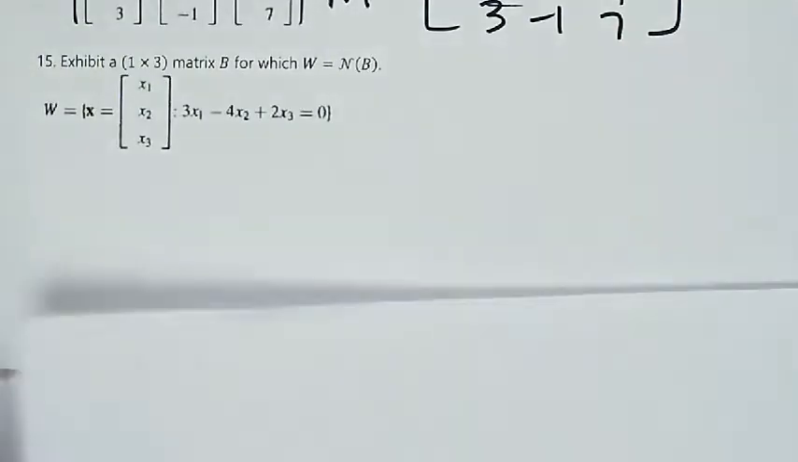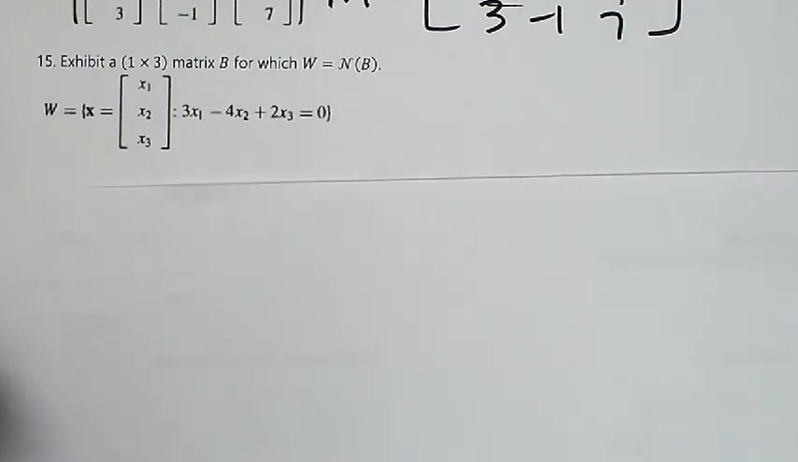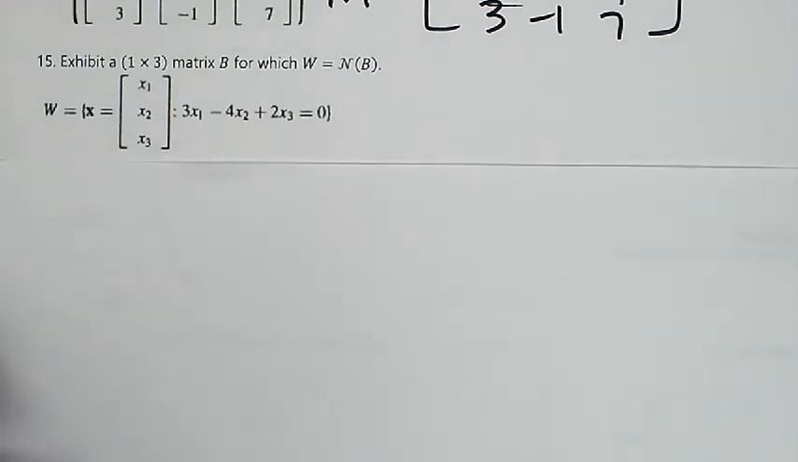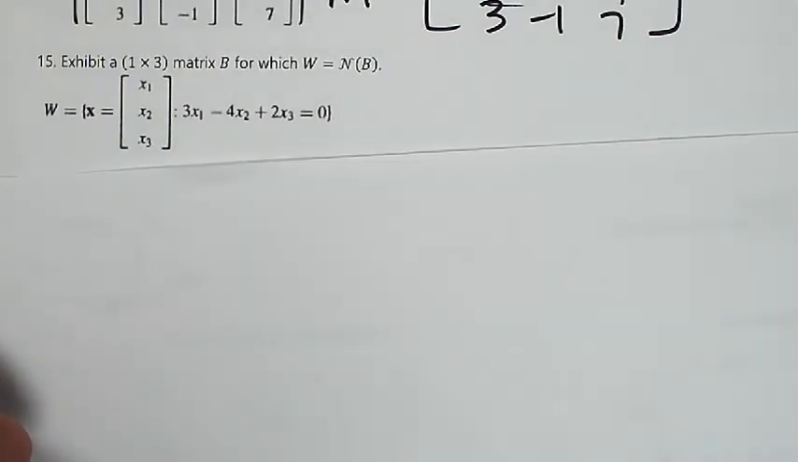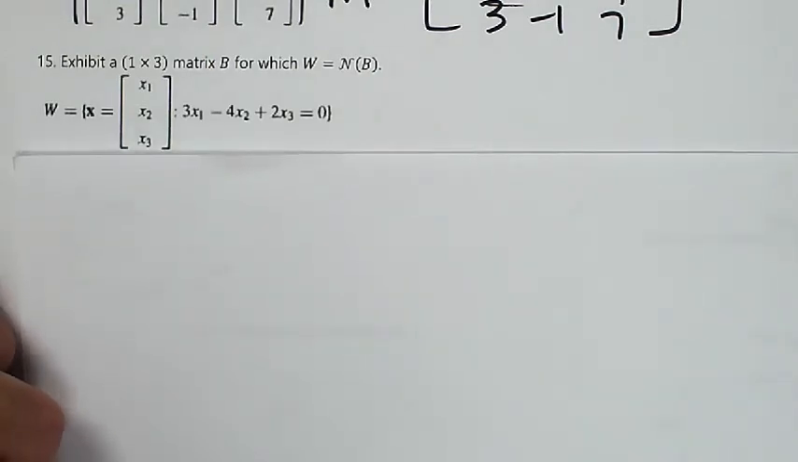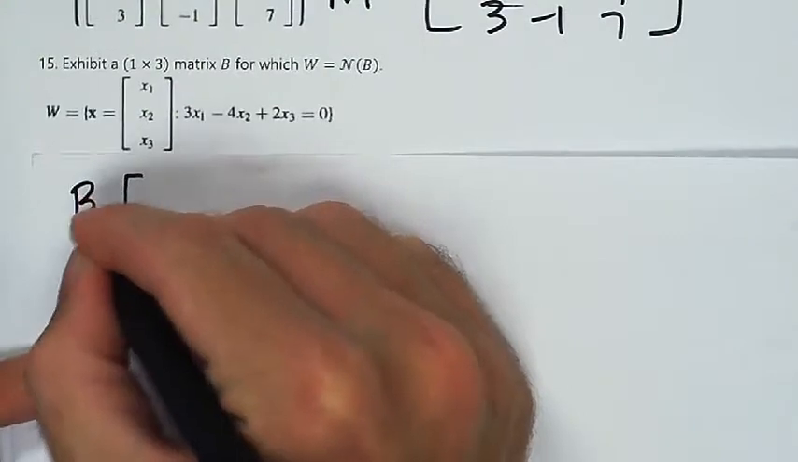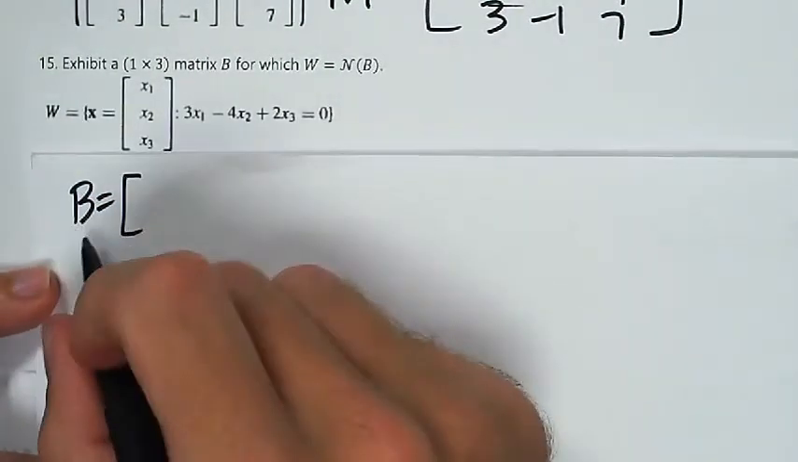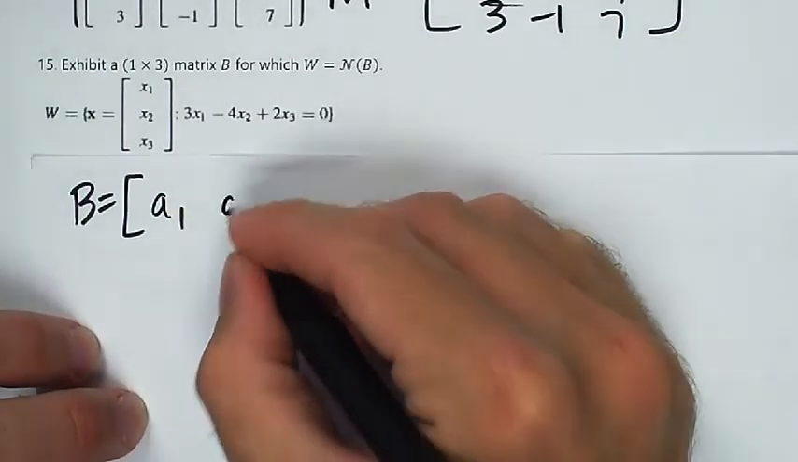All right. Now exhibit a 1×3 matrix for which W equals the null space of B. I found this one to be a little interesting, so I copied it out of the textbook. I think it would have been more interesting if it was a larger one. Whatever. All right, B equals, I've been using a lot of uppercase B in this video, so I'm going to just call it A1, A2, A3.